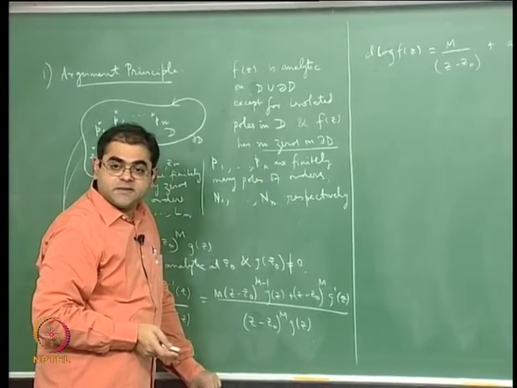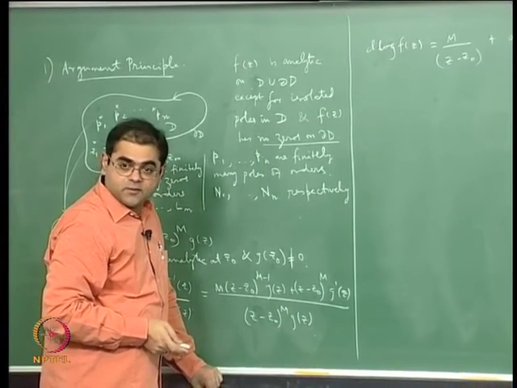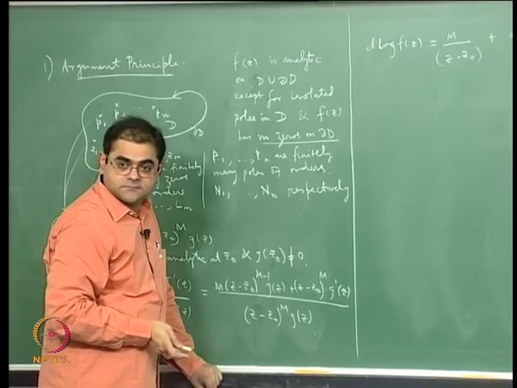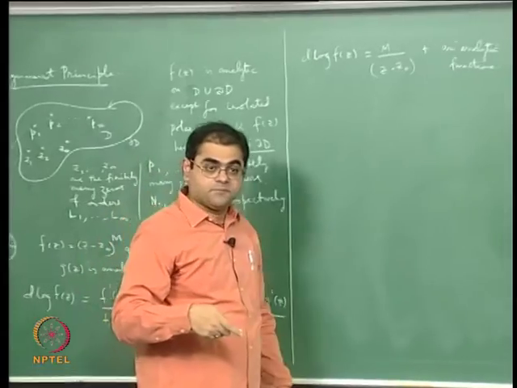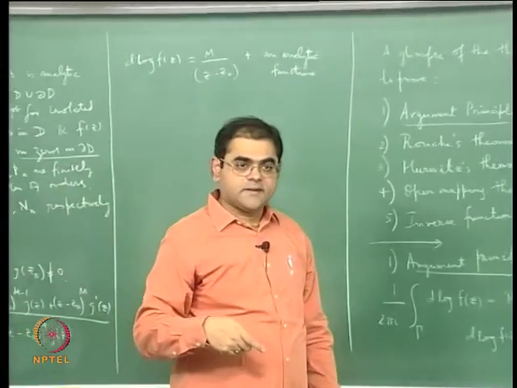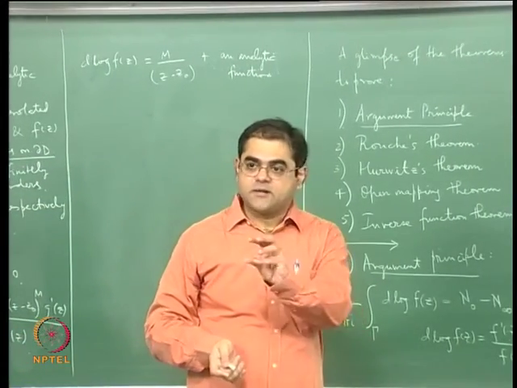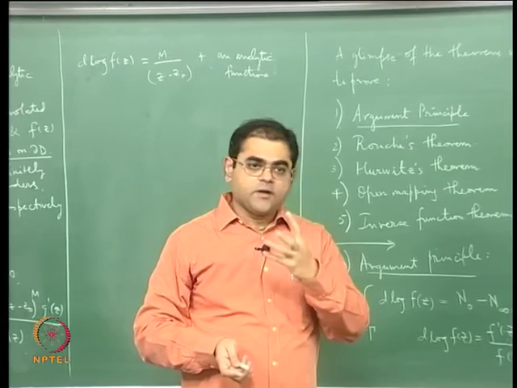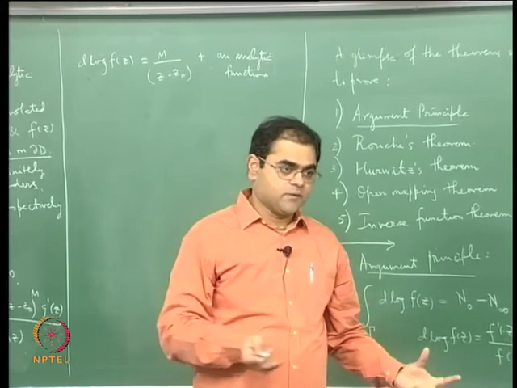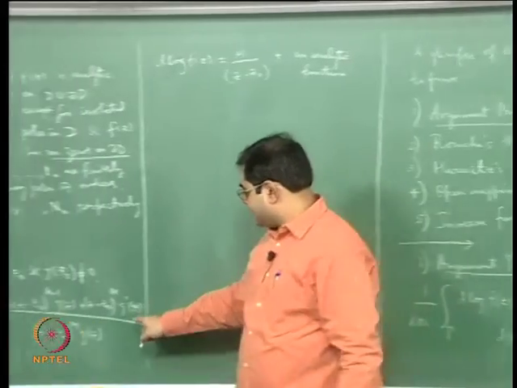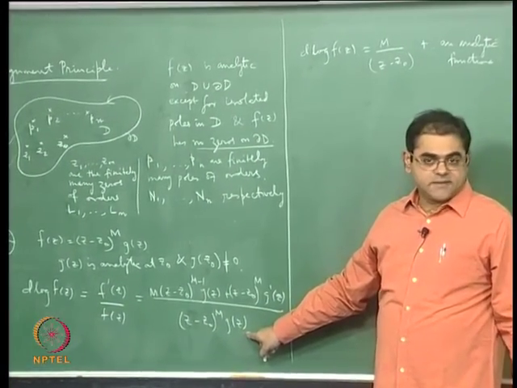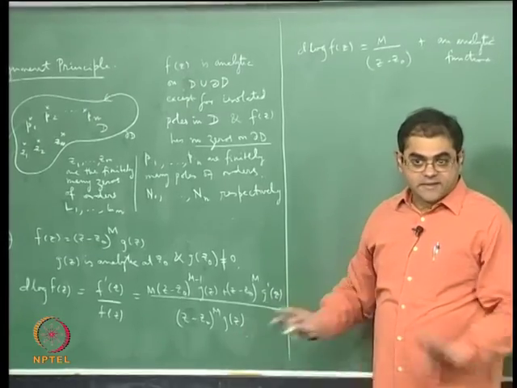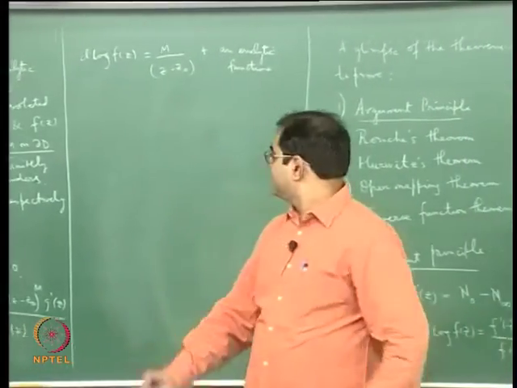And g dash by g, with g not vanishing at z naught, is an analytic function, because if an analytic function doesn't vanish at a point, then 1 by that analytic function is also analytic in a small neighborhood of the point. If you want, you can shrink the neighborhood further. So the second term is g dash by g, the logarithmic derivative of g, and that's analytic.